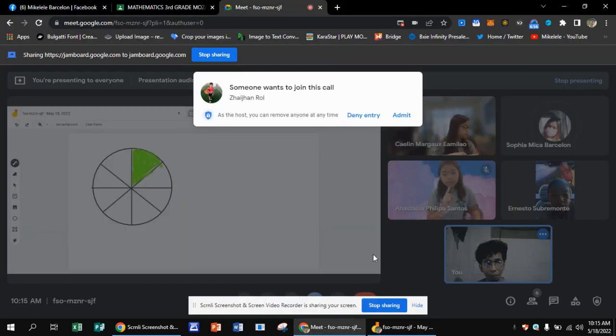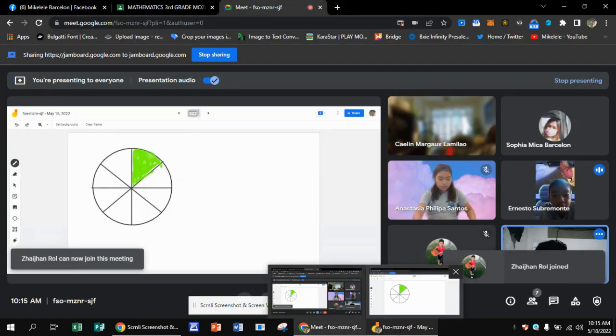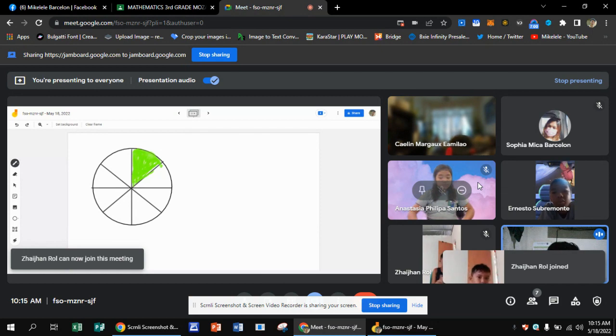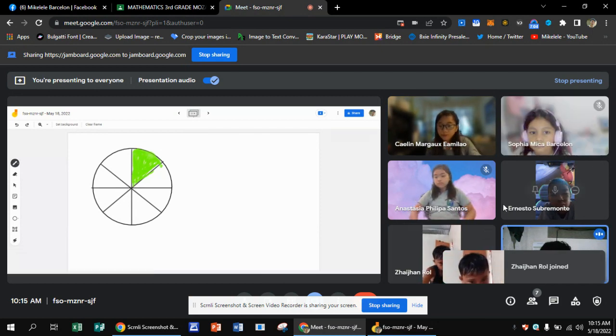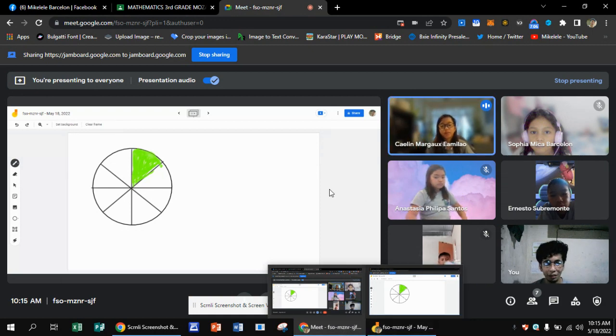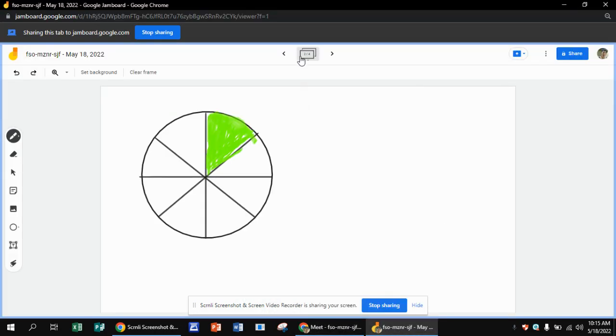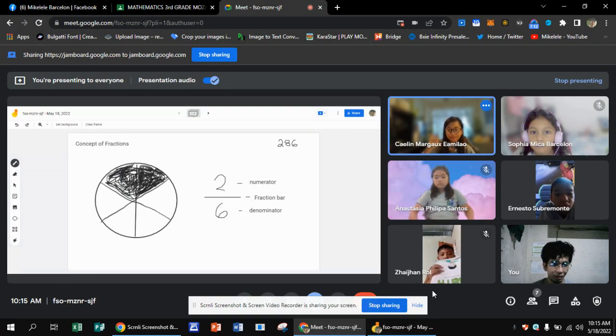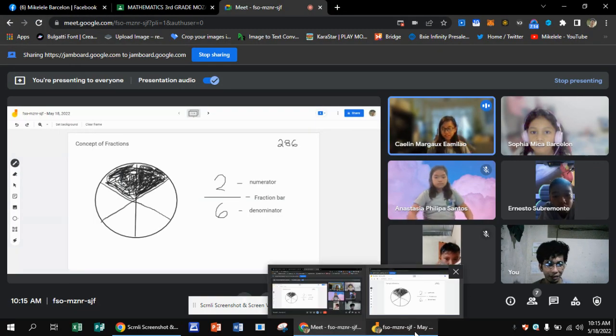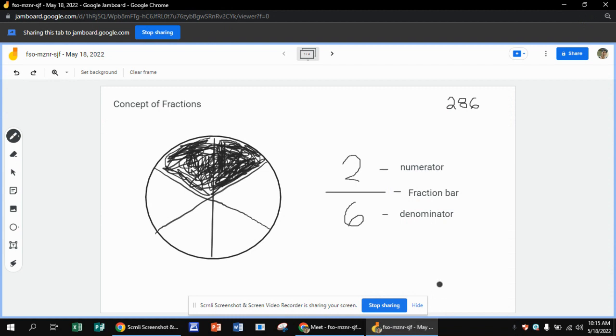Shaded region. Okay. Good morning sa inyo. Good morning, teacher. Nagsisimula pa lang naman tayo. We're almost there, we just need one more question. Let's have a review lang muna.